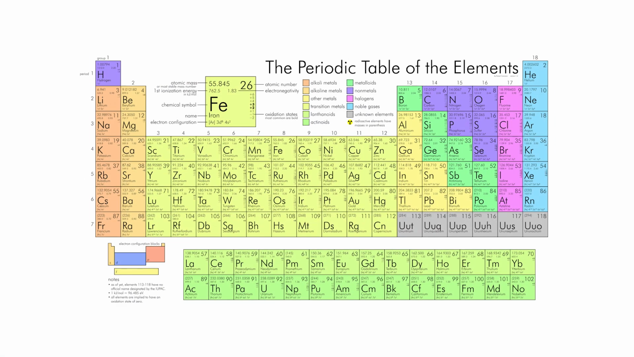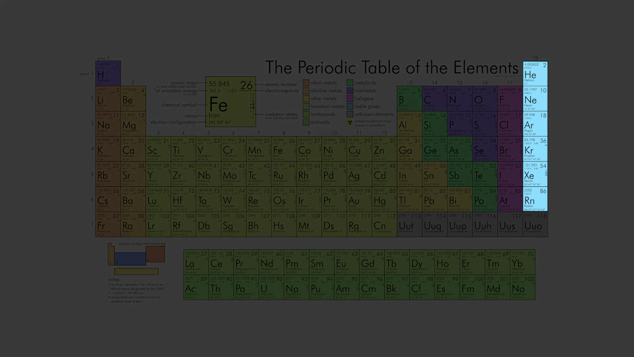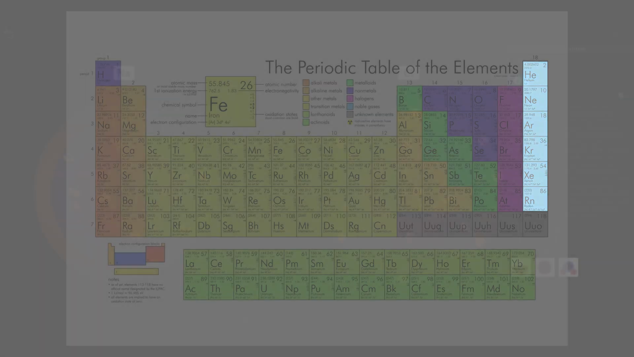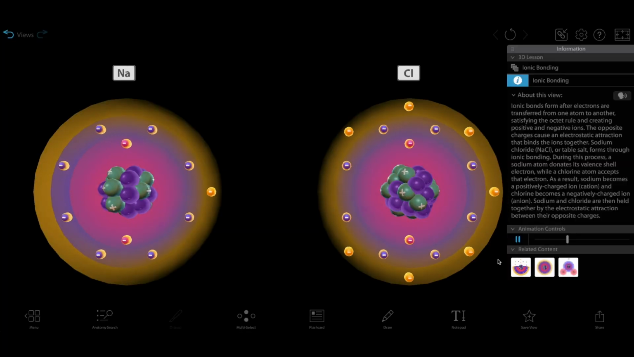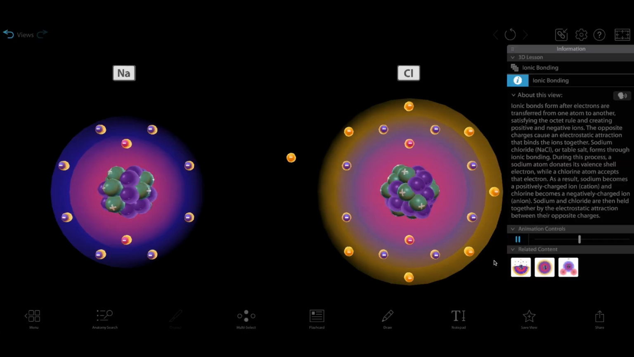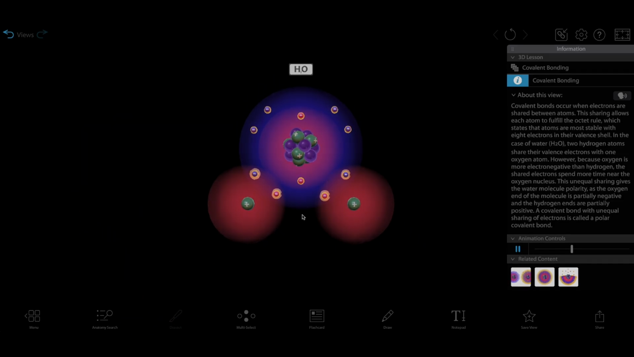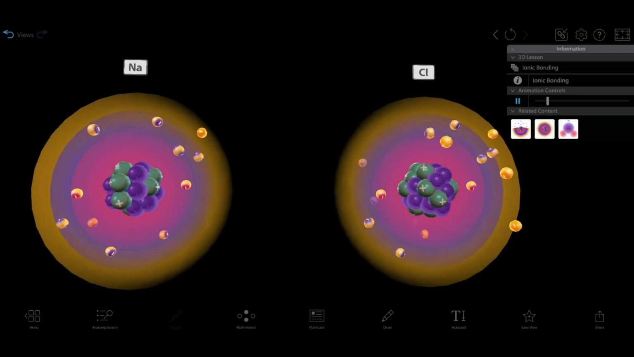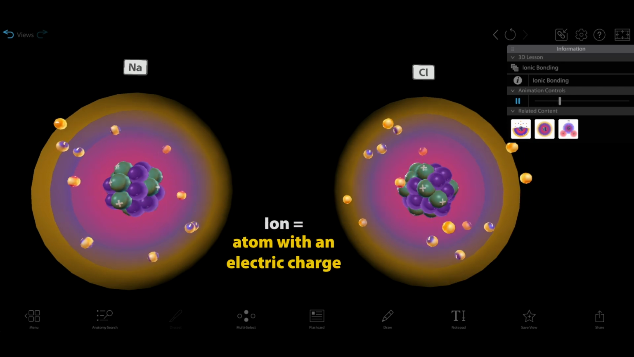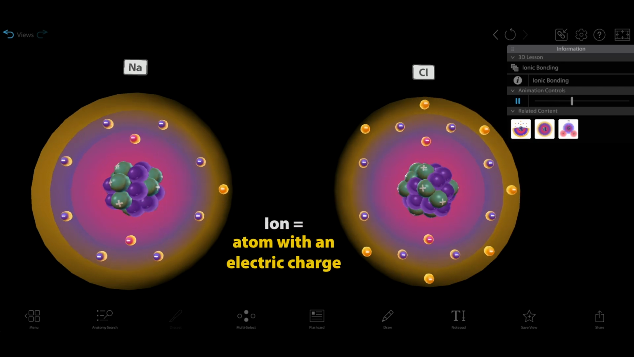Atoms tend to bond in a way that fills their valence shell with 8 electrons. This is called the octet rule. With the exception of a few elements on the periodic table, the noble gases, most atoms don't have a full valence shell containing 8 electrons. Atoms can either give away or accept an electron, or share an electron with another atom to achieve this. Remember that an ion is an atom with an electric charge, either positive or negative.